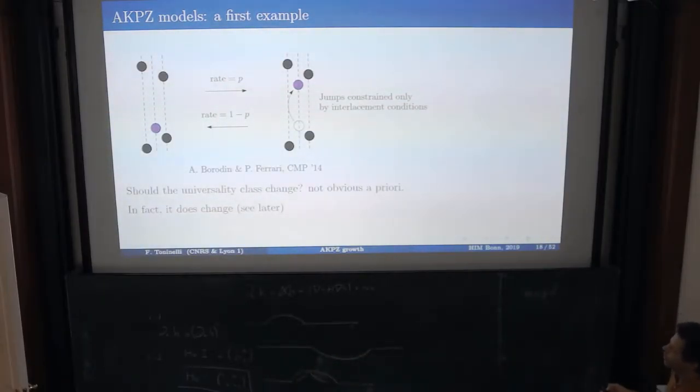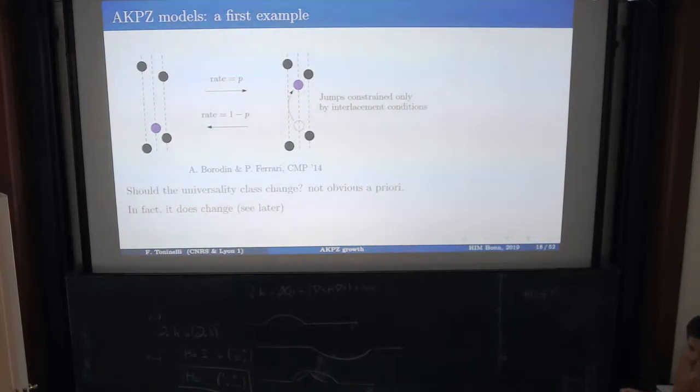So it resembles a little bit the previous one. The only difference is that instead of being able to jump only by plus 1 or minus 1, you are allowed to jump by anything above and below, if allowed. I don't know what would be your guess, but a priori it's not clear whether this growth process should be in the same class as the previous one, but it turns out it is not.